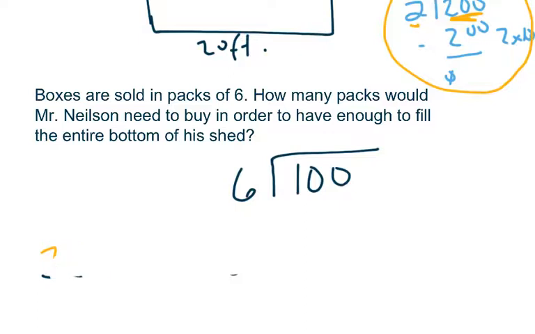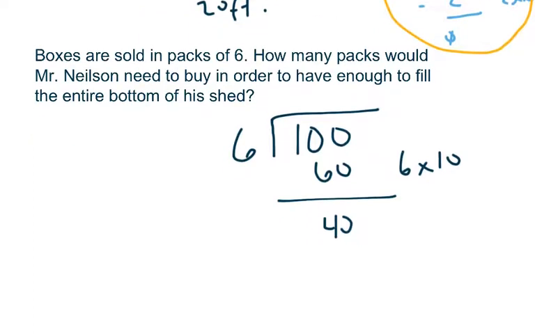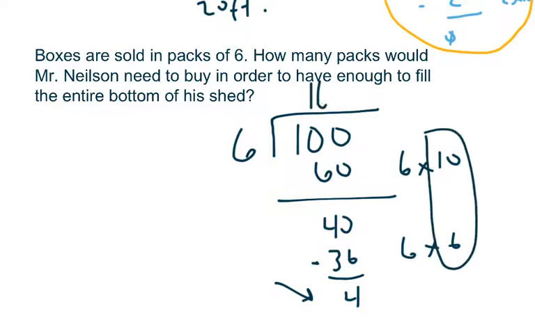Alright, so let's check it the division way. 6 times 10 is 60. I still need 40 more boxes. But buying 10 packs gives me 60. 6 times 6 is 36. Now that remainder, though, means I still need 4 more boxes. So if I buy 16 packs, I'm still going to be 4 short, so I need to bump that up to 17 packs. Not boxes, I need 17 packs of boxes. So I need to go to Home Depot and buy 17 packs. And that would give me enough.